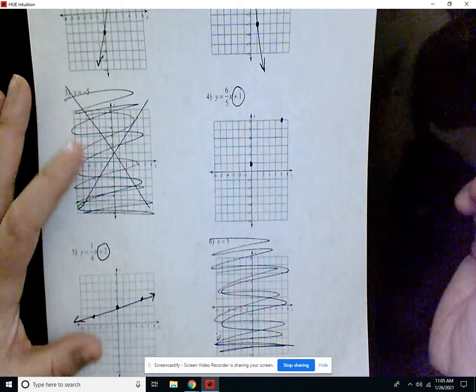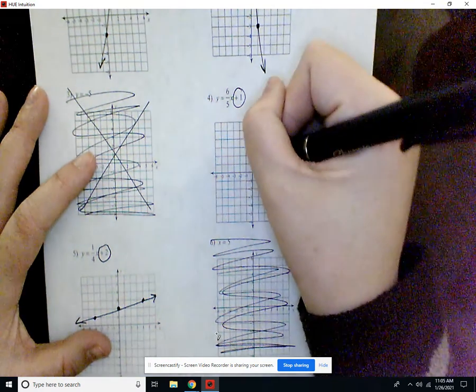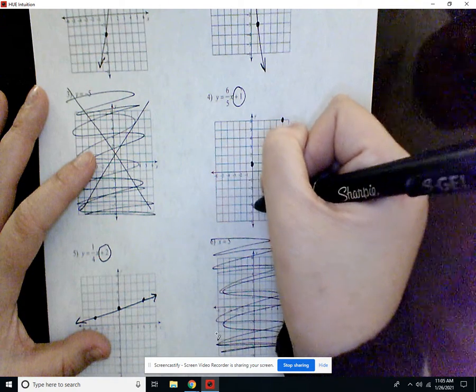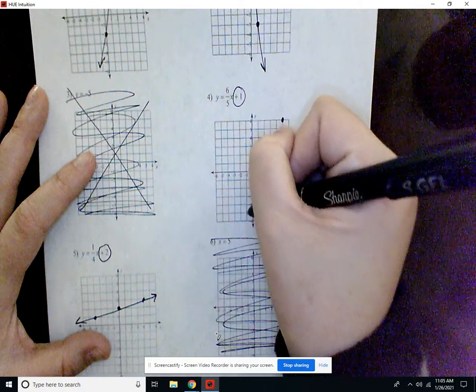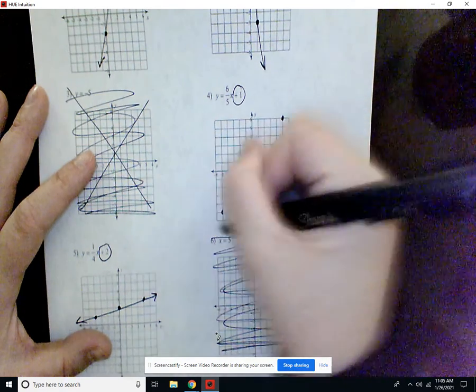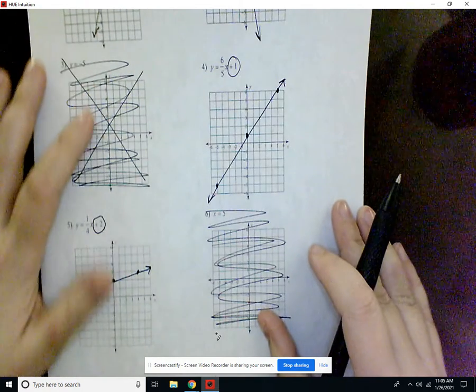Now we're going to do the opposite. So we're going to go down 6 over 5. Down 6, 6 over 5. 1, 2, 5. So we went down and to the left this time. And then we're going to connect our dots. And so there is our new picture.